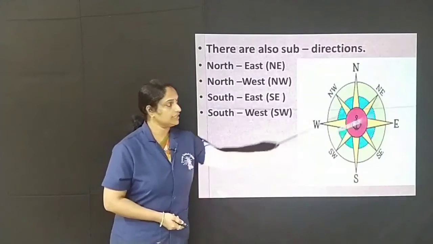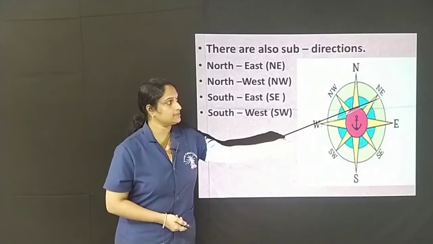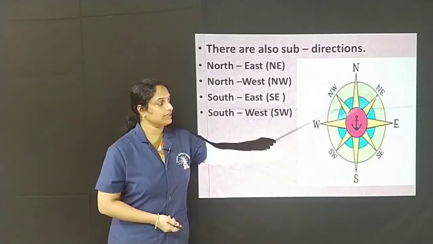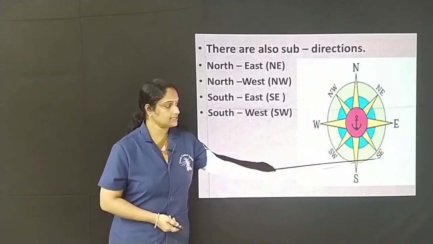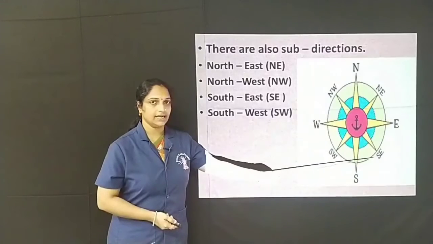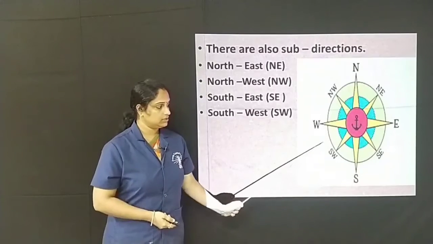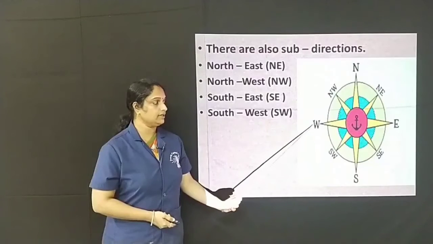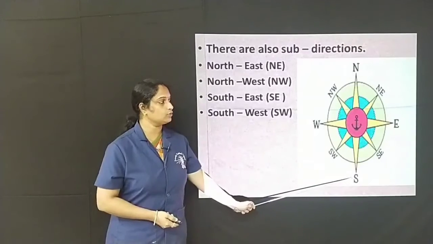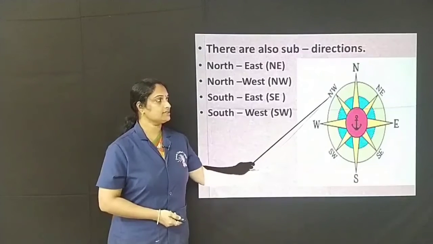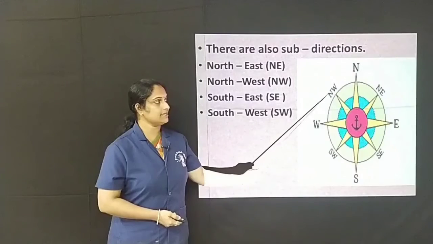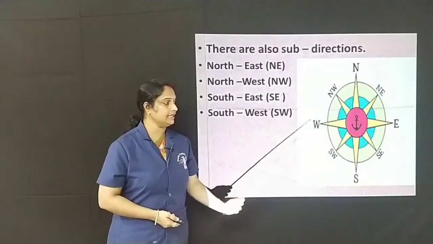If you take the northeast direction, it lies between the north and the east. Next, the southeast sub-direction lies in between the east and the south. Southwest lies in between the west and the south. And the northwest sub-direction lies in between the north and the west.